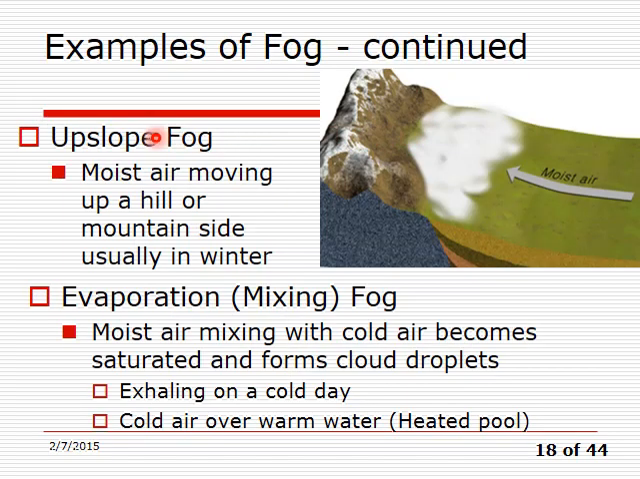Another example of fog is called upslope fog, caused by warm, moist air blowing up the slopes. The air cools off, and we get condensation in the atmosphere. The other one is an evaporation fog, sometimes referred to as mixing fog. This is, again, when moist air mixes with cold air. Usually we can see this on cold mornings. As you exhale your breath, you'll see the fog forming, and then it can also happen over heated pools, cold air, warm water.